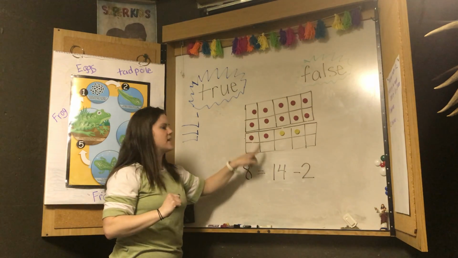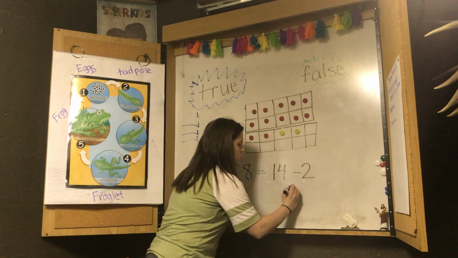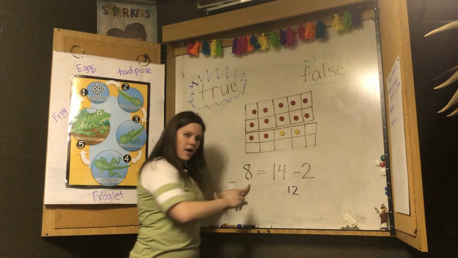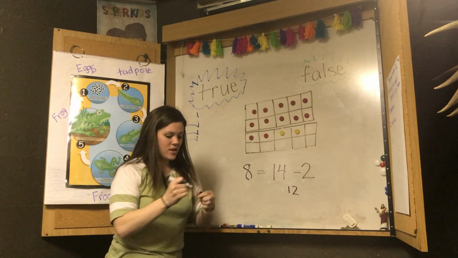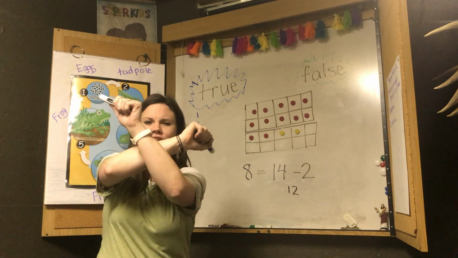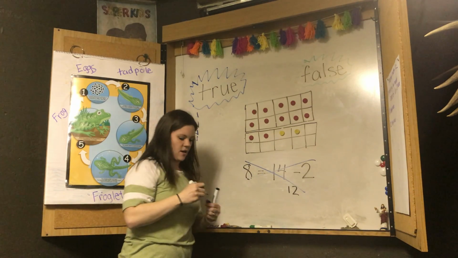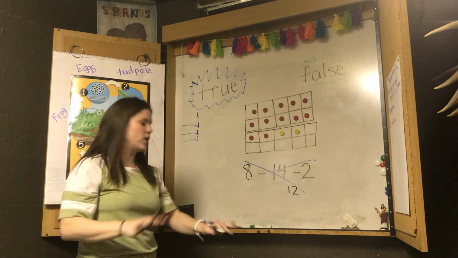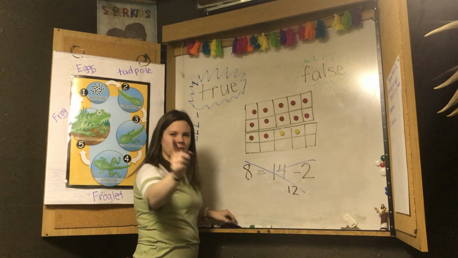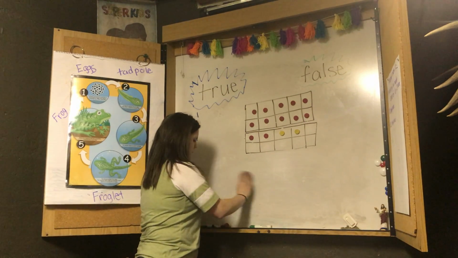No, that answer is 12. Is 8 equal to 12? Is 8 the same as 12? No. So this number sentence, this subtraction equation is false. Give it an X. That number sentence is not true. We can't get past you guys, right? You are too smart. You figure this out.